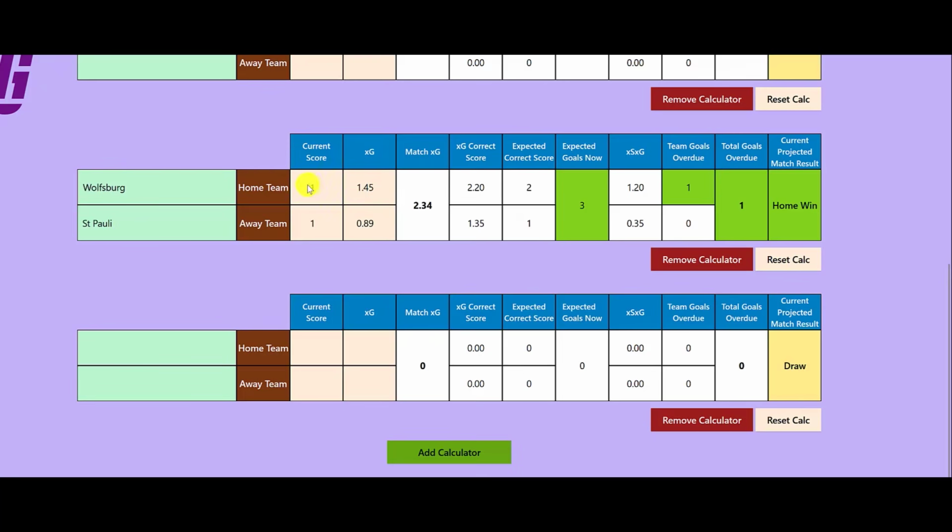So I've updated the numbers. Now let's update the correct score. Obviously everything was flashing green, but we put the score there. That's it. That's the market correction we were looking for, okay? When it was 1-1, remember, the expected correct score was 2-1.